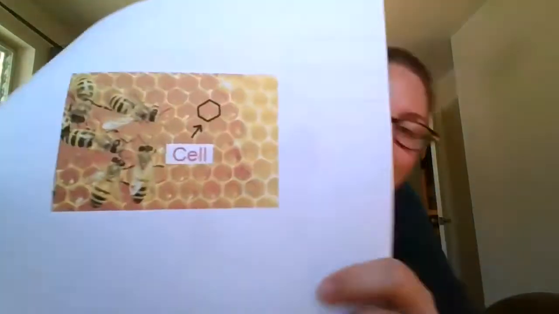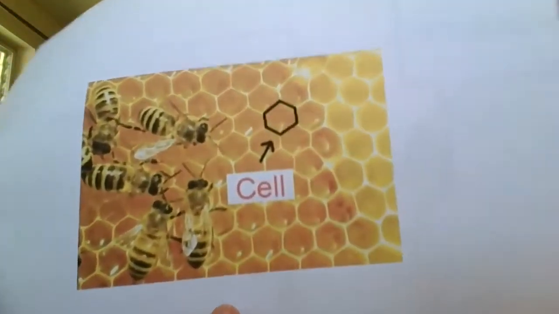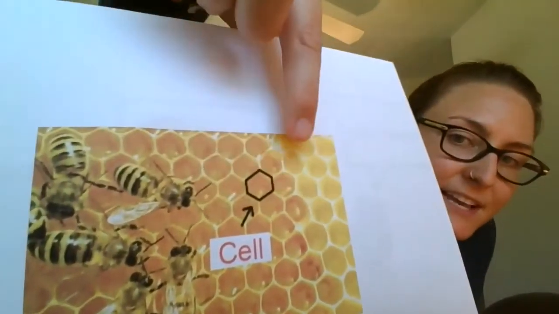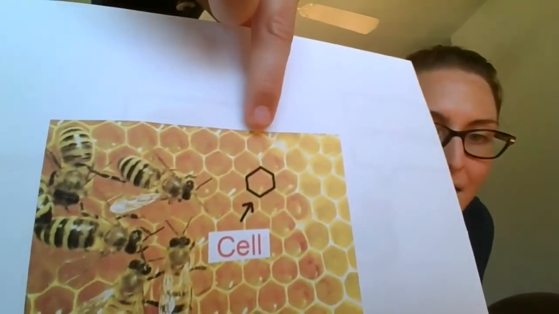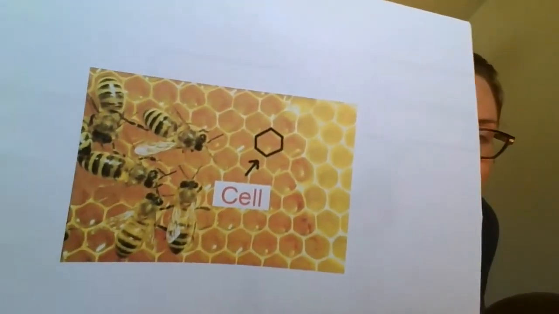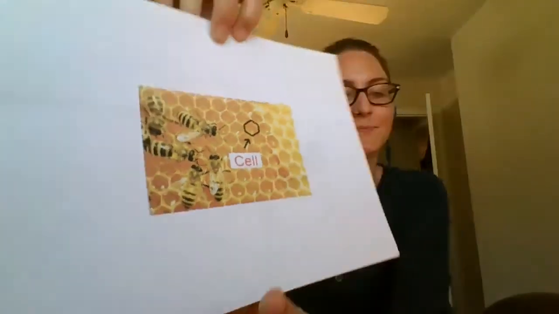So before we read, I'm going to explain some new vocabulary words that we are going to run into. Our first vocabulary word is cell. A cell is a hexagonal or six-sided shape in a honeycomb. They are made from beeswax, and you can think of them like rooms in a building.